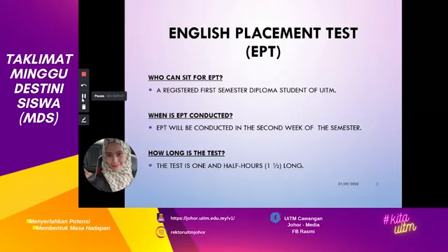Later, I am going to share the link of EPT registration. If you are interested to sit for EPT, what you can do is click on the link and get yourself registered. You need to always remember and bear in mind that without a proper registration, you are not eligible to sit for EPT.